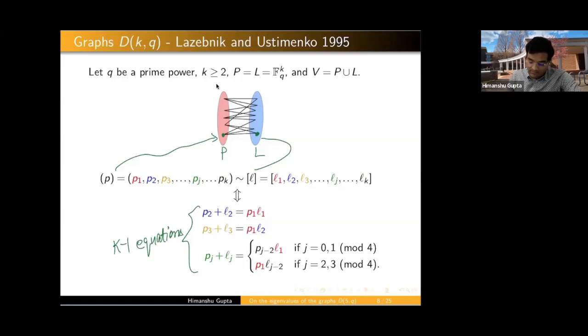What are those equations? First, p2 plus l2 is equal to p1 l1, and all of this equality is in the finite field F_q. Then p3 plus l3 is equal to p1 times l2, and when j is greater than or equal to 4, we have this relation: if j is 0 or 1 modulo 4, then we have pj plus lj equal to this; if j is 2 or 3 modulo 4, we have this equation. So this is the definition of this graph, D(k,q). Any question about the definition before I proceed?